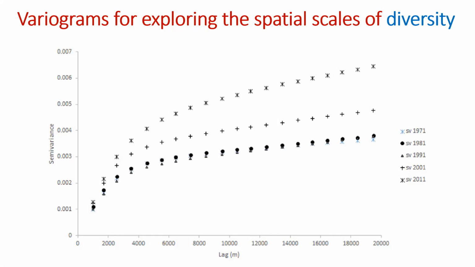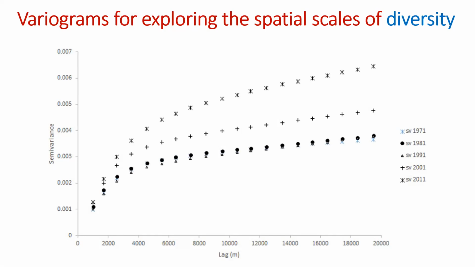So variograms are really interesting because they can be used to capture the scale and also the magnitude or the variance of diversity. And they're actually computed quite simply. So what you do is you compare each, in this case, grid cell, to all grid cells which are 1 kilometer away, for example, and then you would compute half the average squared difference of those grid cells.